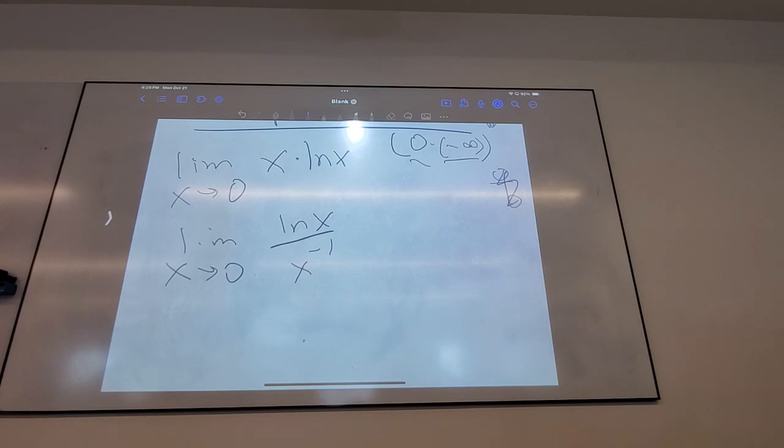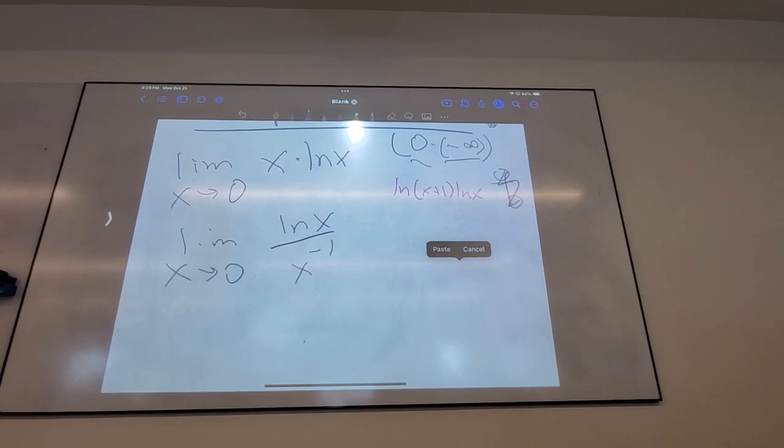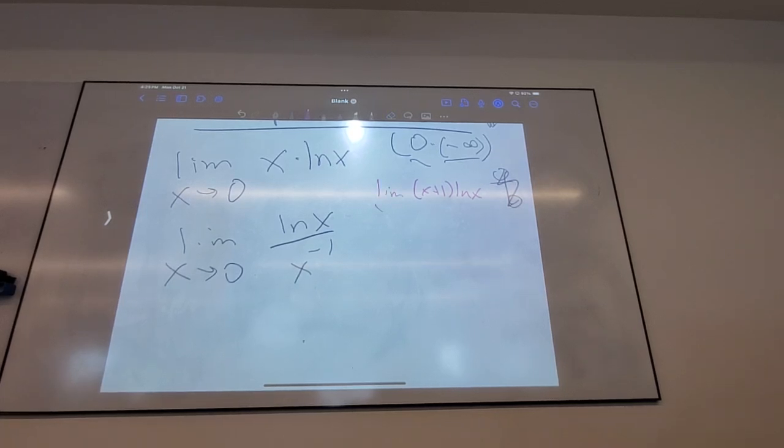Real quick, just to show you, don't write this. If I had this instead, I meant to make this a limit. Limit as x goes to 0. Don't even write this, just look at this. What's the limit as x goes to 0 of this? 1. What's the limit of this? Is that indeterminate? No. 1 times negative infinity? Negative infinity. Yeah. Do you see what I mean?